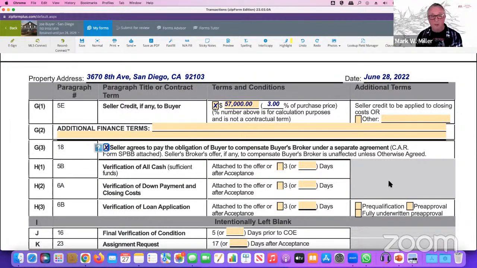So the buyer's agent checks 3G3, that box, seller agrees to pay the obligation to buyer, and then prepares the SPBB form and sends that with the offer along, and I would suggest along with the buyer representation agreement, so that it validates the difference between the compensation in the buyer representation agreement and what's in the MLS.